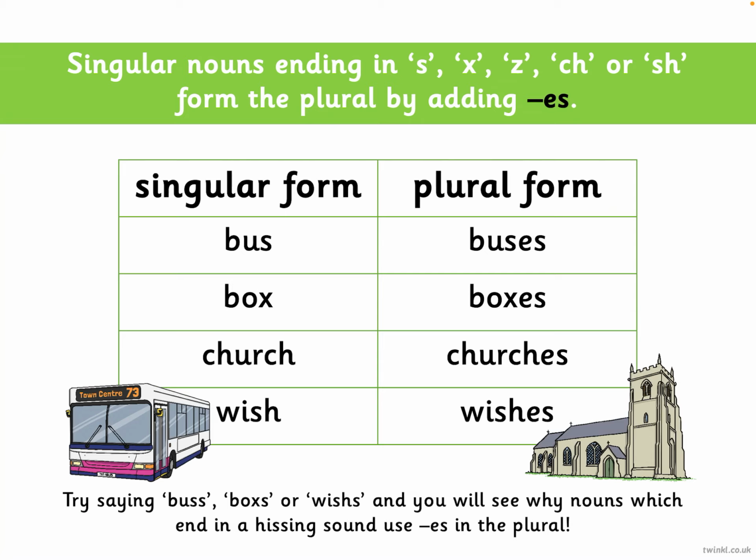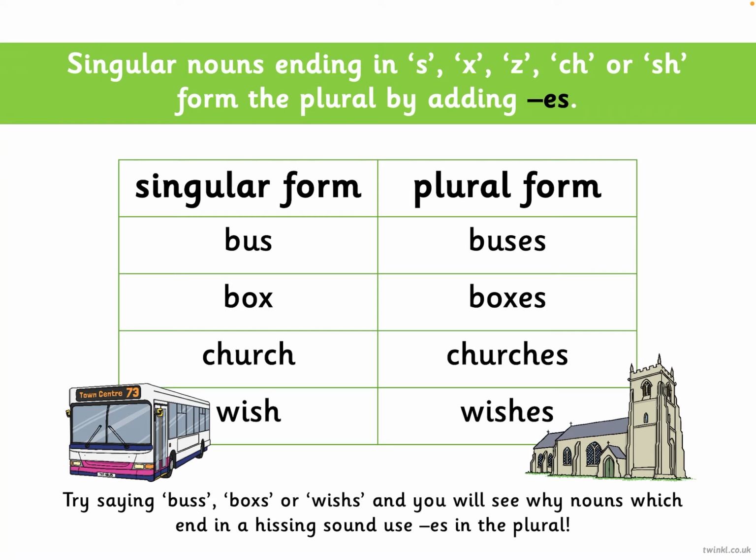But sadly, it's not that straightforward for all nouns. So another rule to learn is, if a singular noun ends in an S, an X, a Z, a ch, or a sh, we add ES. So if we look at bus, it ends in an S. So we need to add ES. We can't just add another S because then it would be bus. So we need to put buses.